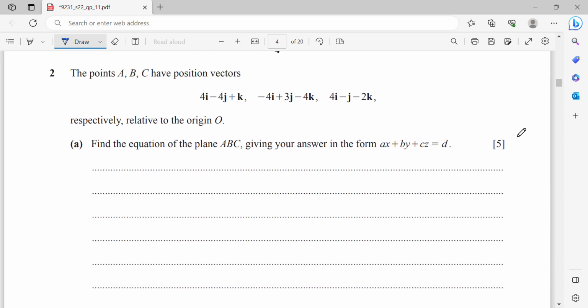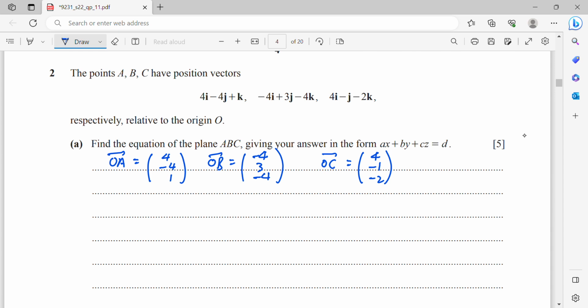Okay, now question 2. The points A, B, C have position vectors 4i minus 4j plus k, that is the OA. So OA equals (4, minus 4, 1). Then OB equals (minus 4, 3, minus 4). OC equals (4, minus 1, minus 2). Now, a, find the equation of the plane ABC, giving your answer in the form ax plus by plus cz equals d. Okay, so now first of all, we need to find vector AB.